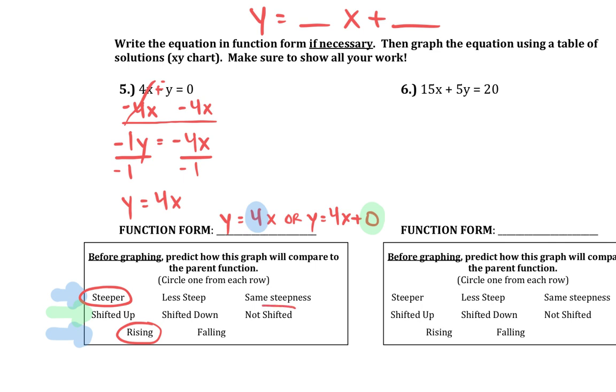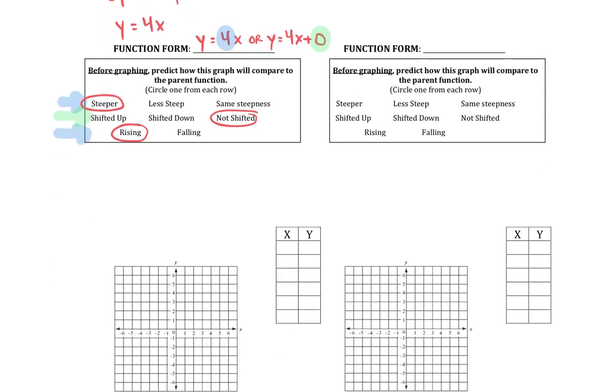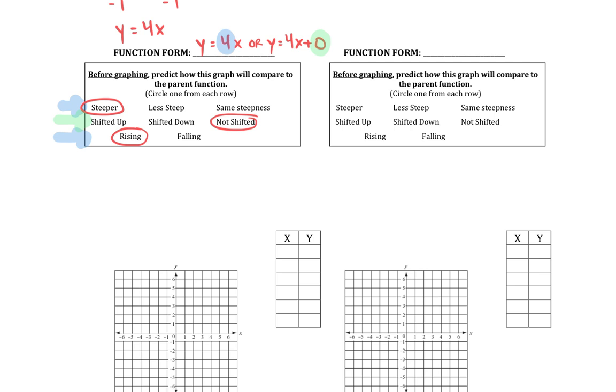And so since this is 0, I'm gonna guess that it is not shifted. All right, now at the end of the problem, we'll go ahead and check our predictions, but for right now, all you're doing is making your best guess. Okay, let's move down to the next step, where we are going to complete the XY chart.